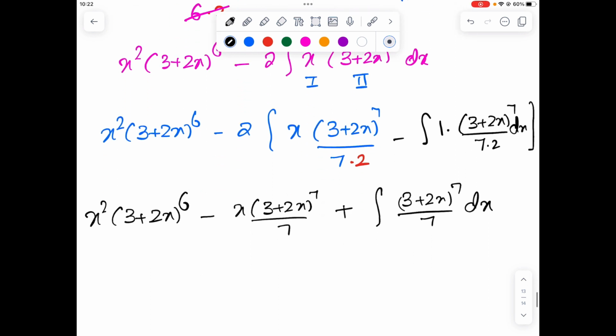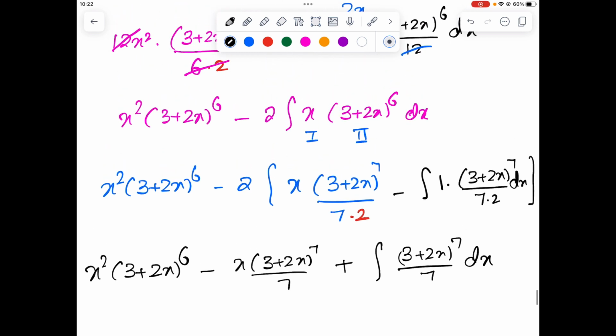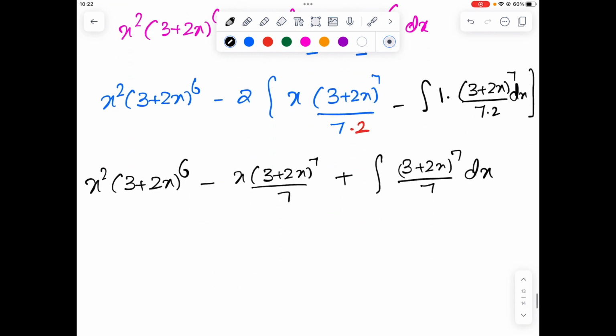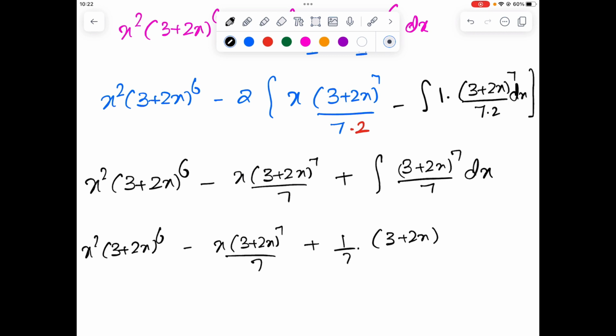Then further I have to be very much careful over there. So what do I get from there? X square (3 plus 2x) whole to the power of 6 minus x times (3 plus 2x) whole to the power of 7 upon 7 plus 1 upon 7 times (3 plus 2x) whole to the power of 8 upon 8, and don't forget times 2 plus c.